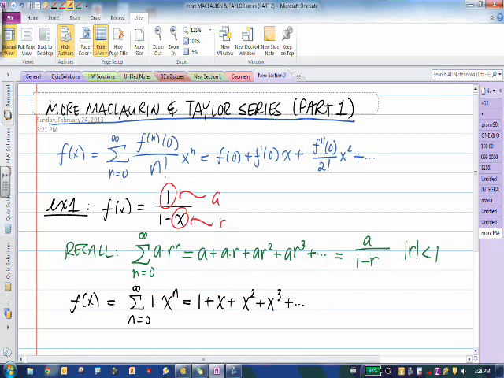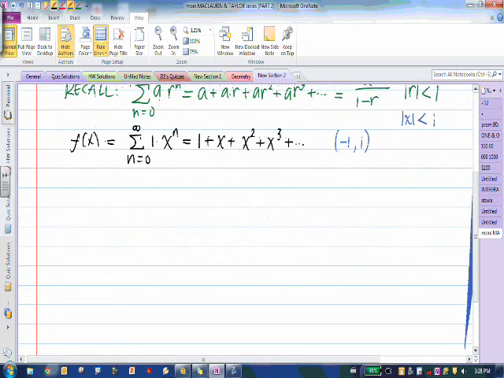What's easy about this is the radius of convergence and the interval of convergence is not in question. Because we know that r was x, we can say that the absolute value of x has to be less than 1. So that tells you right away that the endpoints are negative 1 and 1. We know for a geometric series that it can't equal 1, so we know that it has to be open, open. Very simple.